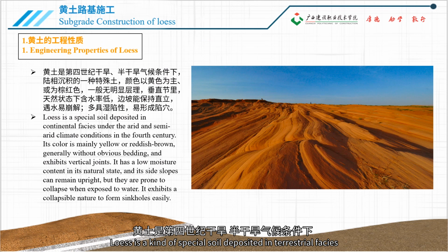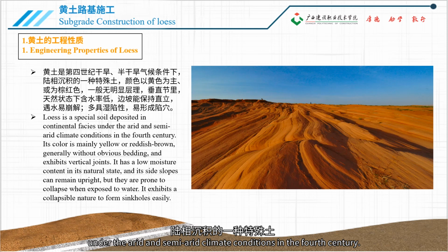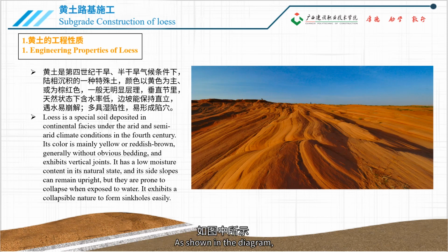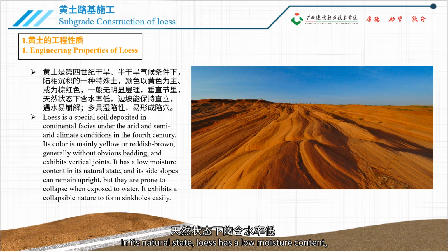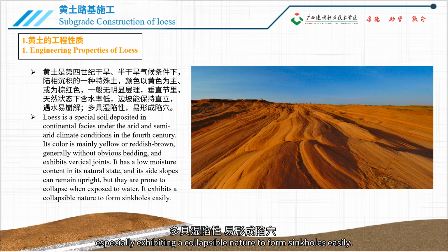Loess is a kind of special soil deposited in terrestrial fissures under the arid and semi-arid climate conditions in the 4th century. As shown in the diagram, it is mainly yellow or reddish-brown, generally without obvious bedding, and exhibits vertical joints. In its natural state, Loess has a low moisture content, and the side slopes can remain upright, but they are prone to collapse when exposed to water, especially exhibiting a collapsible nature to form sinkholes easily.